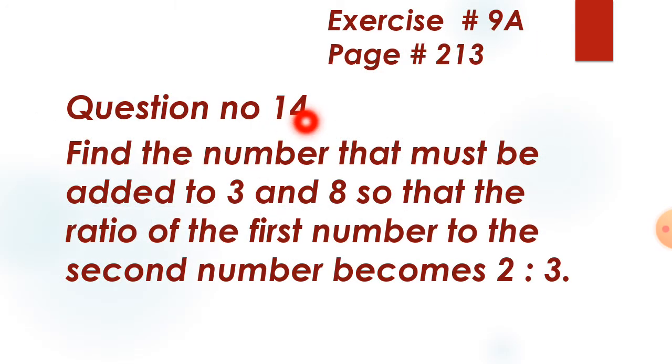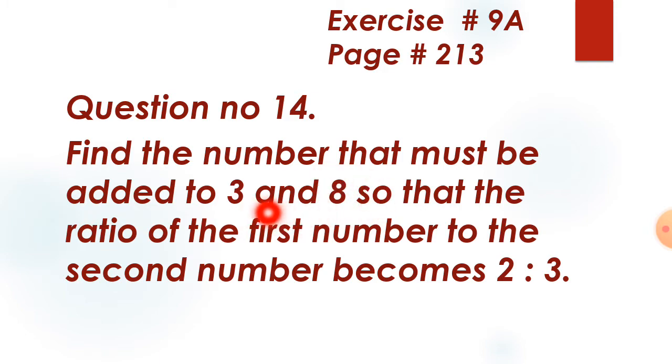Question number 14 is here. Find the number that must be added to 3 and 8 so that the ratio of the first number to the second number becomes 2:3. Now first of all, we have to understand this question. The meaning of this question is that we have to add something to 3 and 8. That can be anything.